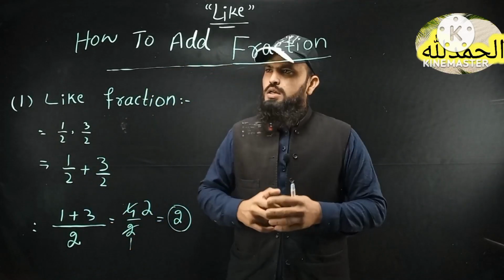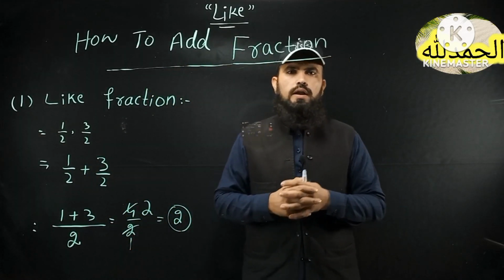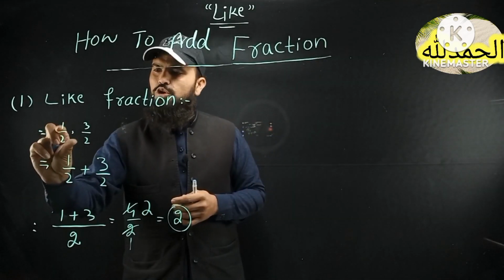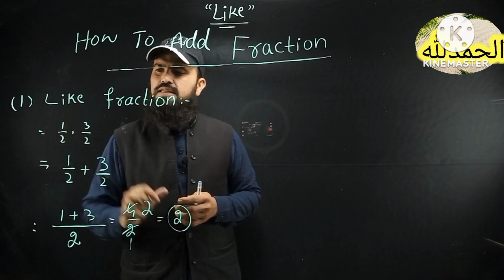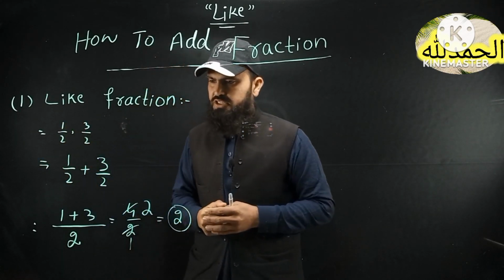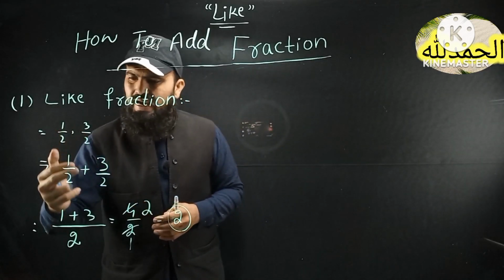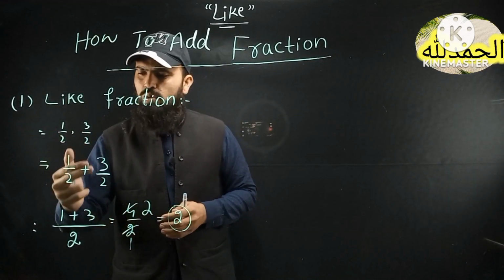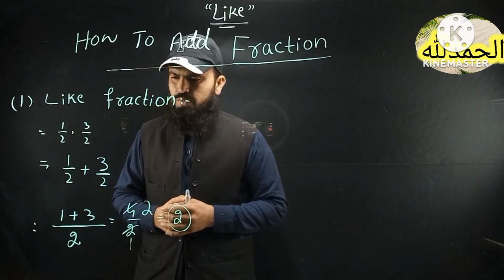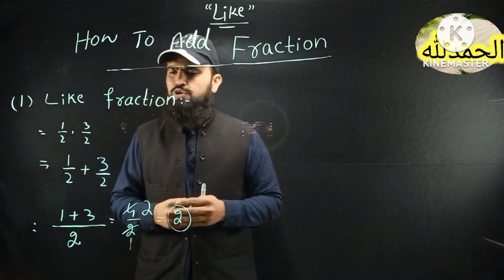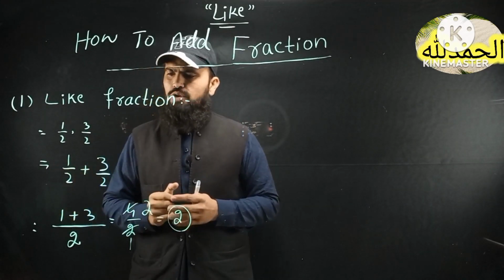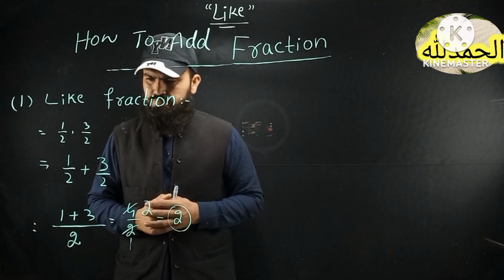Okay friends, so we have learned today how to add like fractions. When the denominators of fractions are the same, these fractions are called like fractions. We have added these two fractions, 1 over 2 added with 3 over 2. So we have no need to find the LCM because the denominators of both fractions are the same.